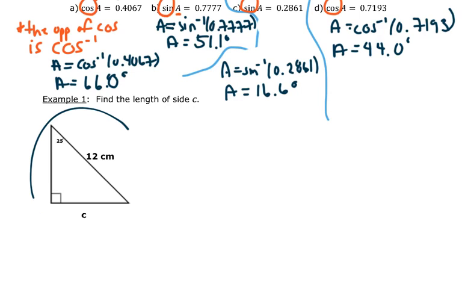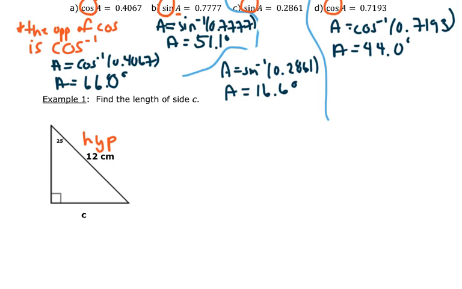So here we've got a triangle, and it says find the length of side C. So we know we're looking for a side length. No matter what we're looking for though, when we have a right angle triangle, we know we can use SOHCAHTOA because SOHCAHTOA is good for right angle triangles. But the first thing that we have to do is label. So we're going to use the labels that we learned on the first page: hypotenuse, opposite, and adjacent. The first one we label is the hypotenuse, which is across from the 90 degrees, so it has to be this one here.